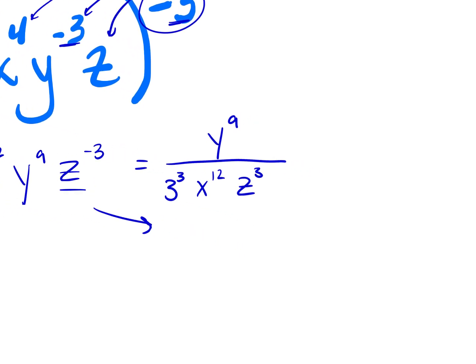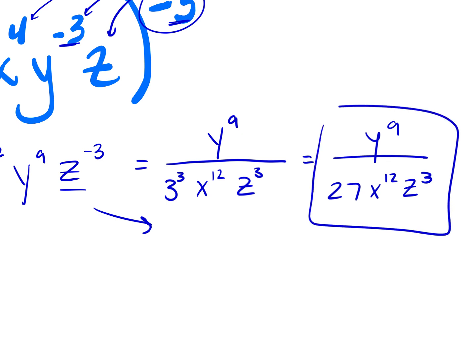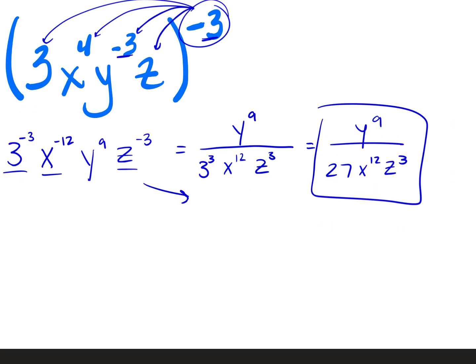What is 3 to the 3rd power? 27. So y to the 9th power over 27, x to the 12th power, z to the 3rd power. Any questions here?